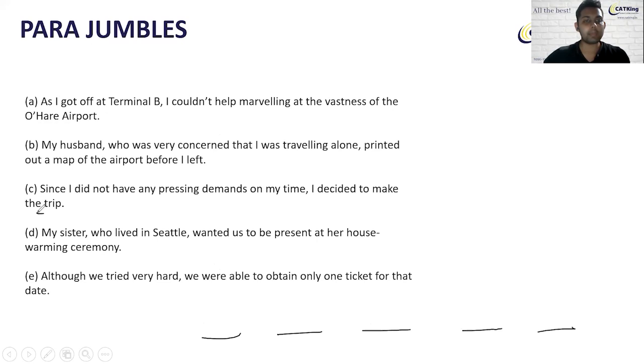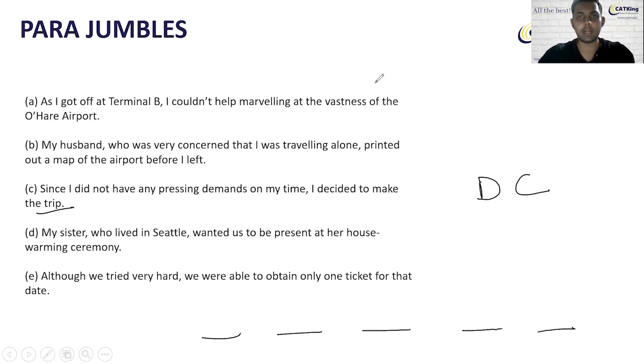This is the trip. What trip? This trip. My sister, who lived in Seattle, wanted us to be present at her housewarming ceremony. Since I did not have any pressing demands on my time, I decided to make the trip. Okay. But one second. Although we tried very hard, we were able to obtain only one ticket for that date.